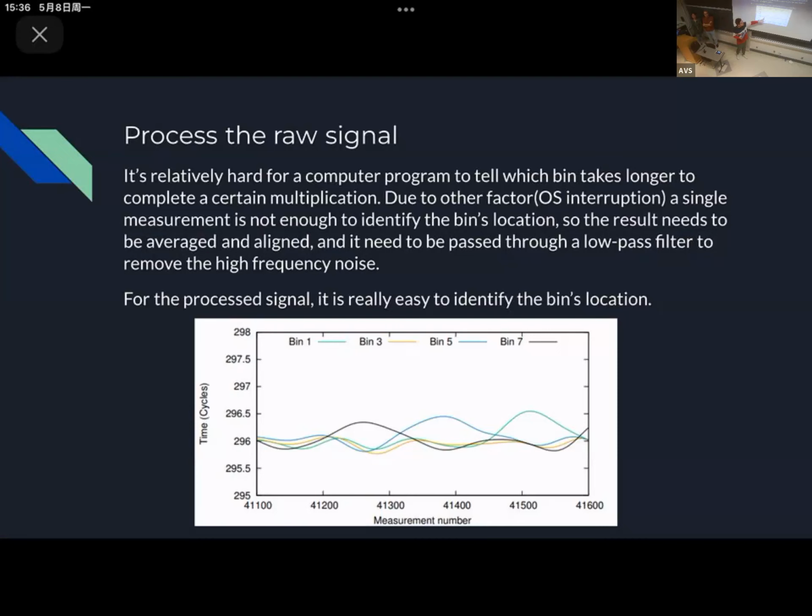I don't know if you can see the colors, but it's very straightforward. Like this is a 7, the bin 7 is the black one, and 751. So that's the result, very straightforward.